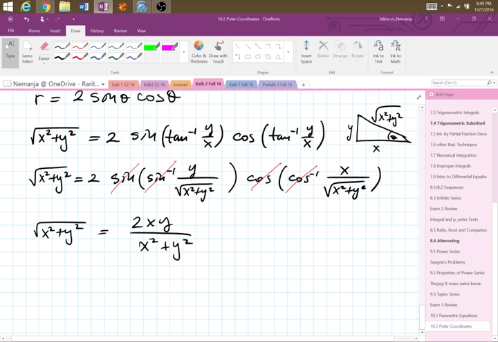And now you bring x squared plus y squared to the other side, getting x squared plus y squared to the 3/2 is equal to 2xy, and you see that this is implicit, right? There's no way to solve this for y equals everything else. Can't do it.